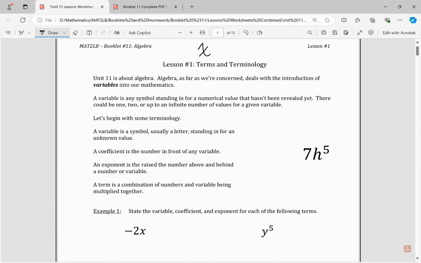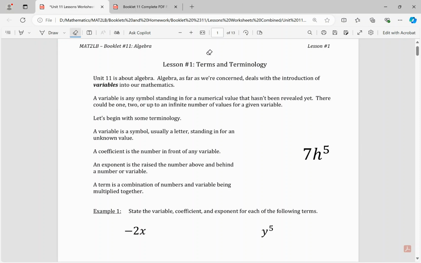Now, what this means is it is a number that we haven't found or hasn't been revealed yet. So this X could be the number 5, it could be the number 100, it could be the number -2. We don't know yet. So we use a letter as a placeholder of sorts. So we can put that into an equation, and later when we do find out what that number is, we can replace it if that's what we want to do. So let's get started.